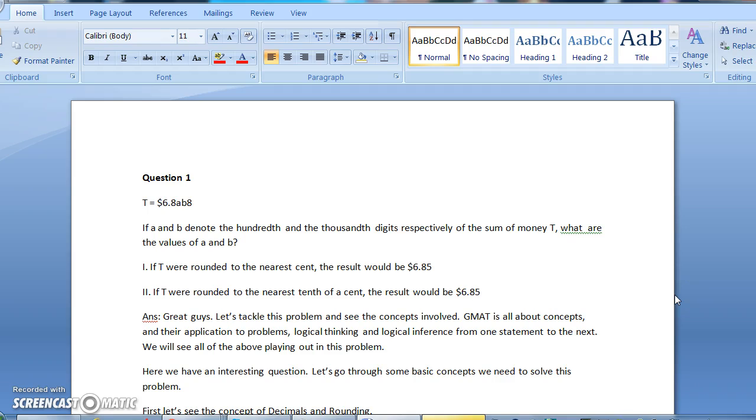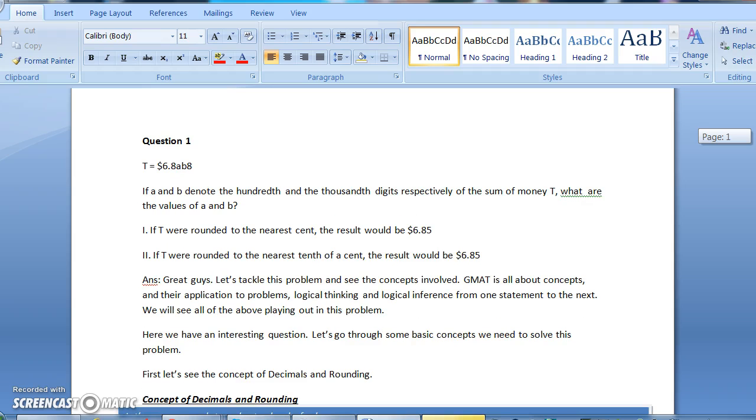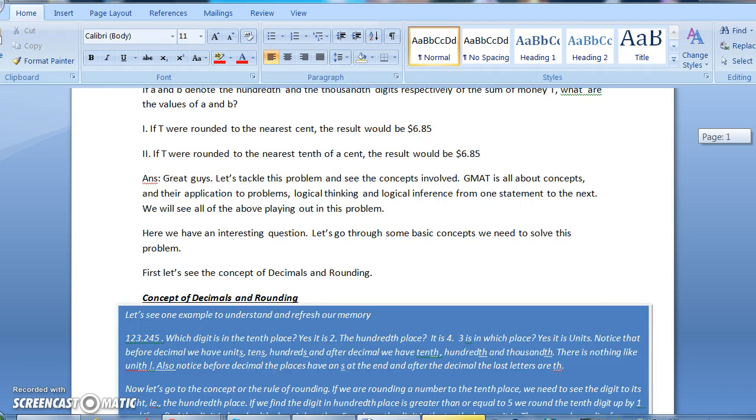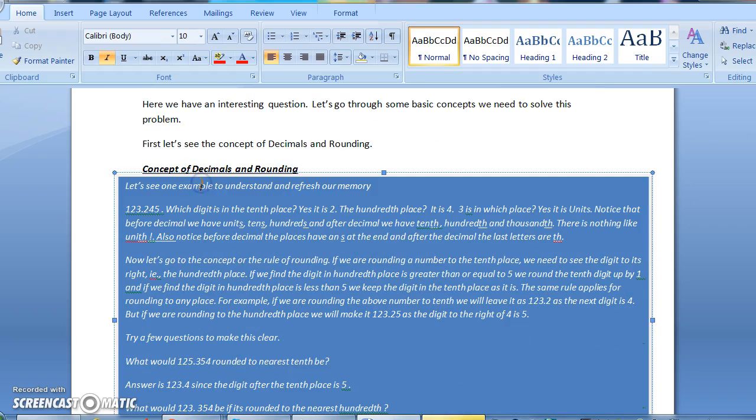Great. Now, first, as we read this question, we will need to understand a few concepts. If you know them, great, and if you don't know them, I'm gonna refresh those concepts for you. Those are very critical concepts for this particular problem. And what are those concepts? The concepts are decimals and rounding. So let's see the concept of rounding.